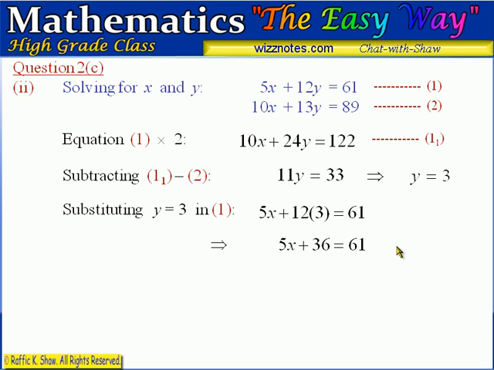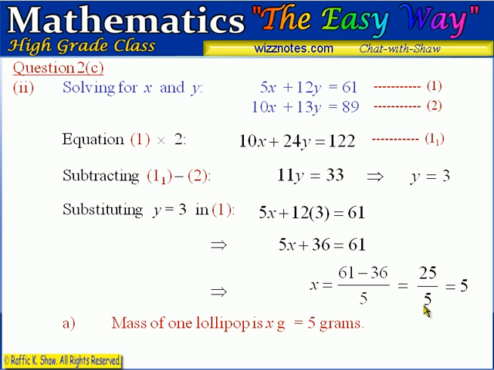We can subtract 36, and we end up with 61 minus 36 on this side, and then we can divide by the 5, and so it reduces to x equals 61 minus 36 on the numerator divided by 5. So 61 minus 36 on the numerator is 25, and we are dividing that 25 by the 5 on the denominator, and 25 divided by 5 is 5, and so x is equal to 5. And so we now can write the solution: the mass of one lollipop, x gram, is 5 grams because x is 5, and the mass of one toffee, which is y gram, is 3 grams because, as we said, y is equal to 3.